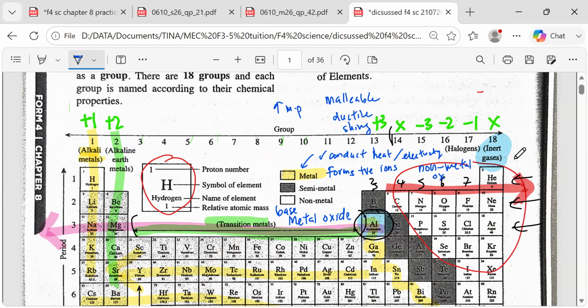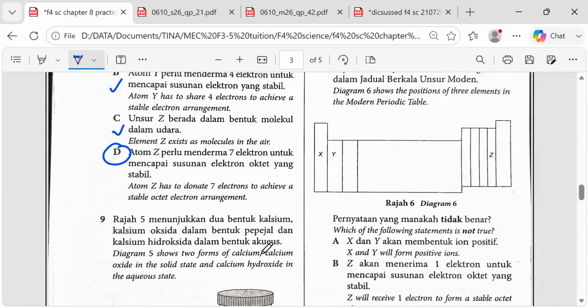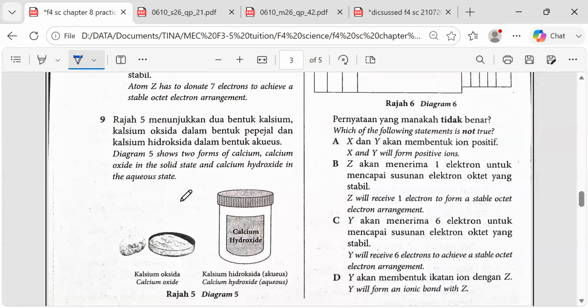Can you remember? It's like carbon dioxide is acidic. Nitrogen dioxide is acidic. Sulfur dioxide is acidic. So when non-metal combine with oxygen, it becomes acidic. When a metal combine with oxygen, it becomes basic. So which comes back to this question. Calcium is a metal. So calcium oxide and calcium hydroxide are both basic.